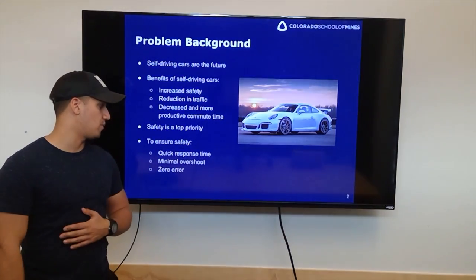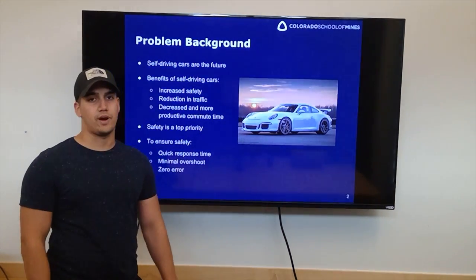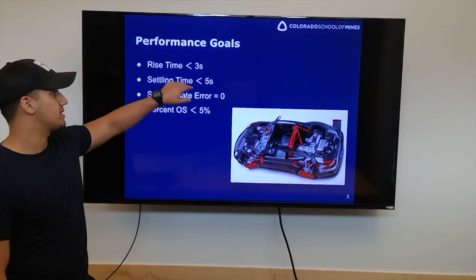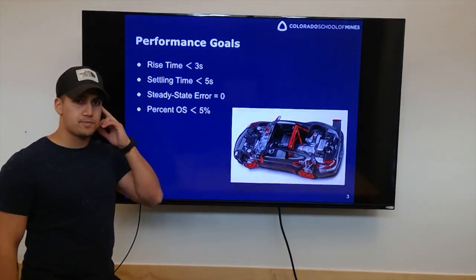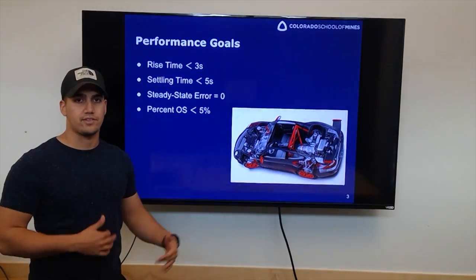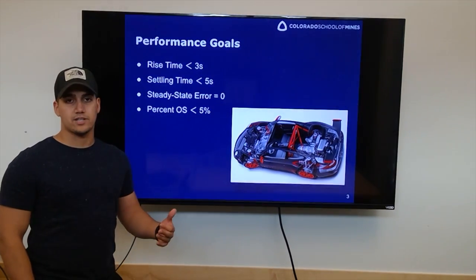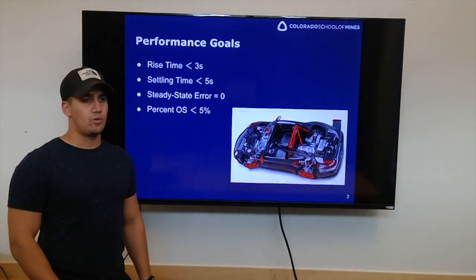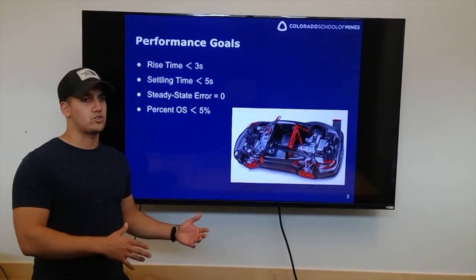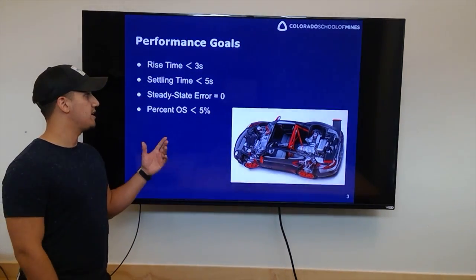To ensure safety, we want to design for quick response times, minimal overshoot, and zero error. Here you can see our performance goals. Our rise time is set to be less than 3 seconds. That's basically because we're following one of the golden rules of driving, having that 3 second delay between cars. Our settling time, we were aiming for less than 5 seconds because we don't want to do a lot of accelerating and braking, and want to ensure we save the maximum amount of energy in that process.